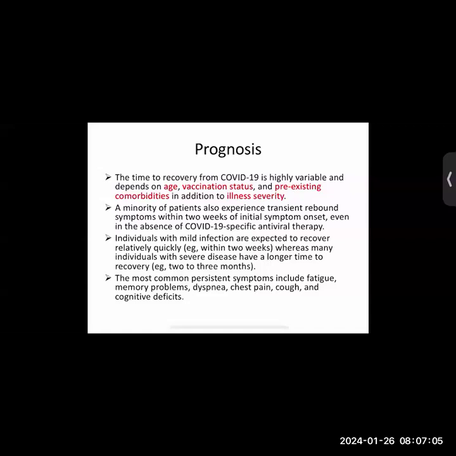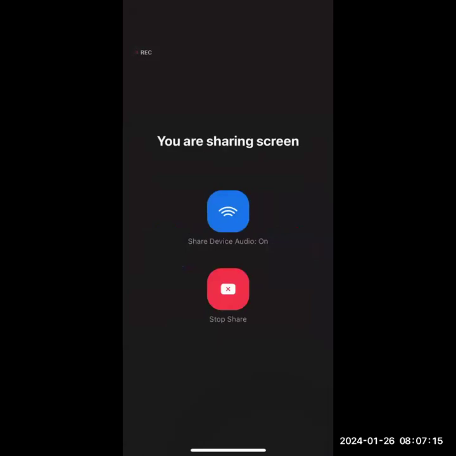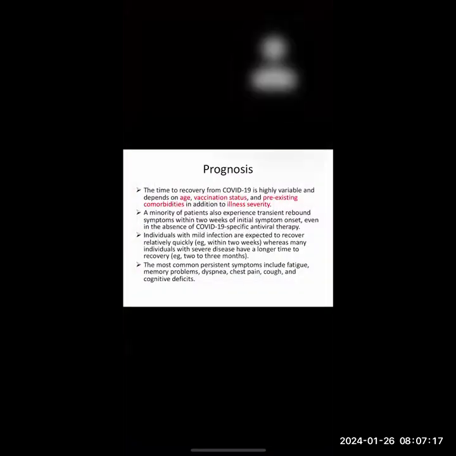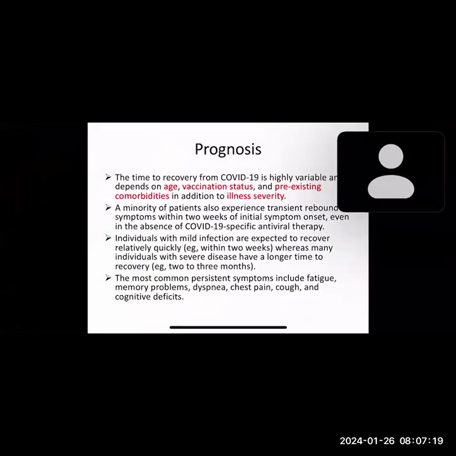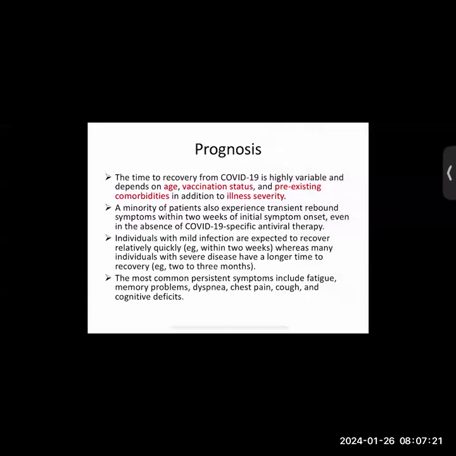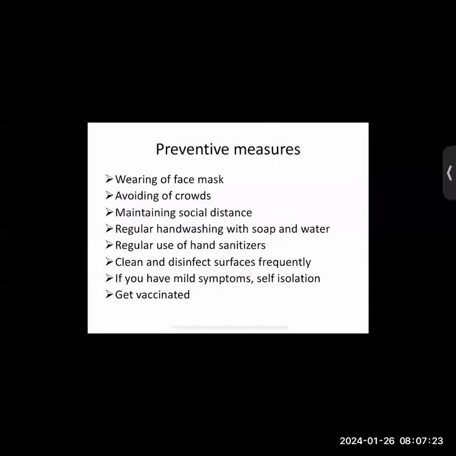So for the prognosis, the time to recovery from COVID-19 is variable. And this depends on the risk factors, the age, the vaccination status of the patient, and also some pre-existing comorbidities in the patient. Next slide, please.